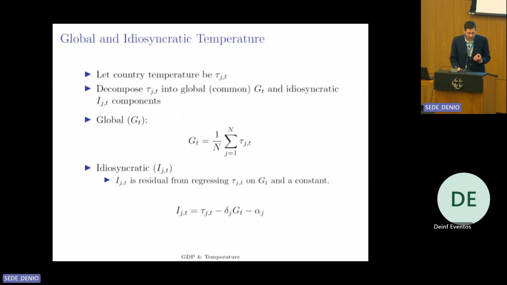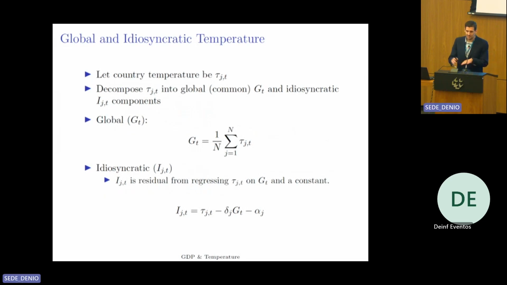And so to decompose this temperature into global and idiosyncratic components, let's just look at an example here. Let the country temperature be tau of country j at time t. We're going to decompose this country-level temperature at each time into the common global component, which we're going to call G, and you'll see G in here several times, and an idiosyncratic component. This is the country-specific component, unique to that country, denoted as I. And so the global temperature is going to be a simple cross-sectional average of temperature across countries.